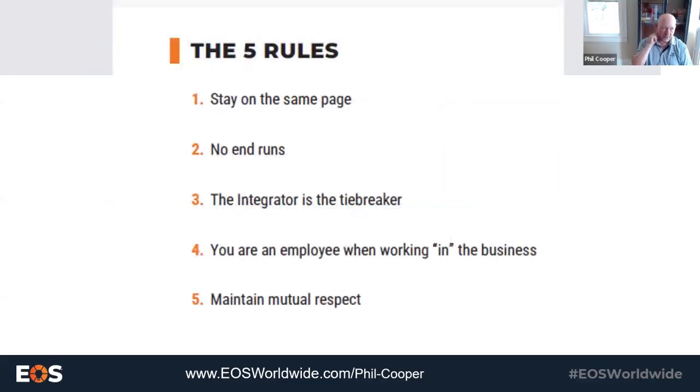So what are the 5 rules? Number 1, that you stay on the same page. Isn't that what we've talked about for the last hour? Number 2, there cannot be any end runs. What that means, Jeff, is that nobody goes around Jason. And no end runs can be likewise. It's not just you, it's Kathy. If there's something going on, it doesn't mean that there's not communication. It just means we don't go around people.